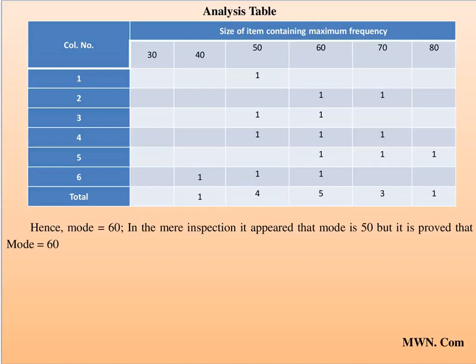Even then, this is because of the high graduation on the 70 and 80 variables. The frequencies are more in that series.